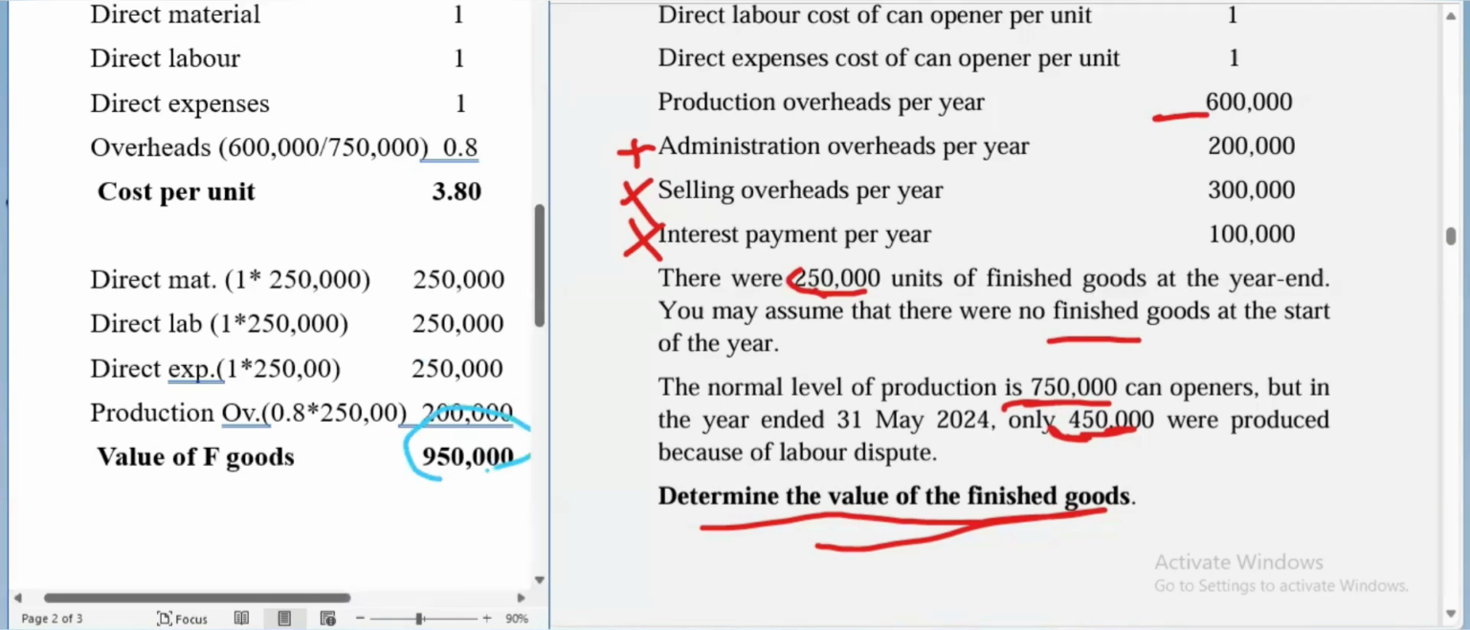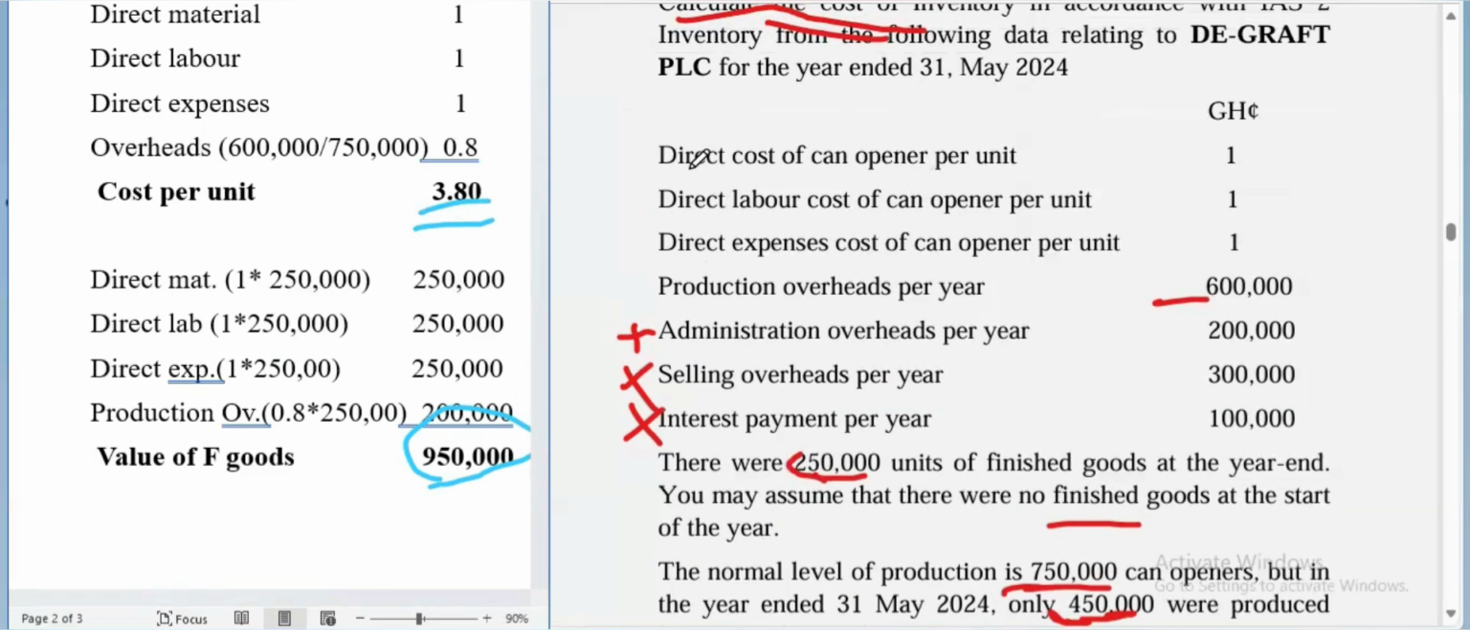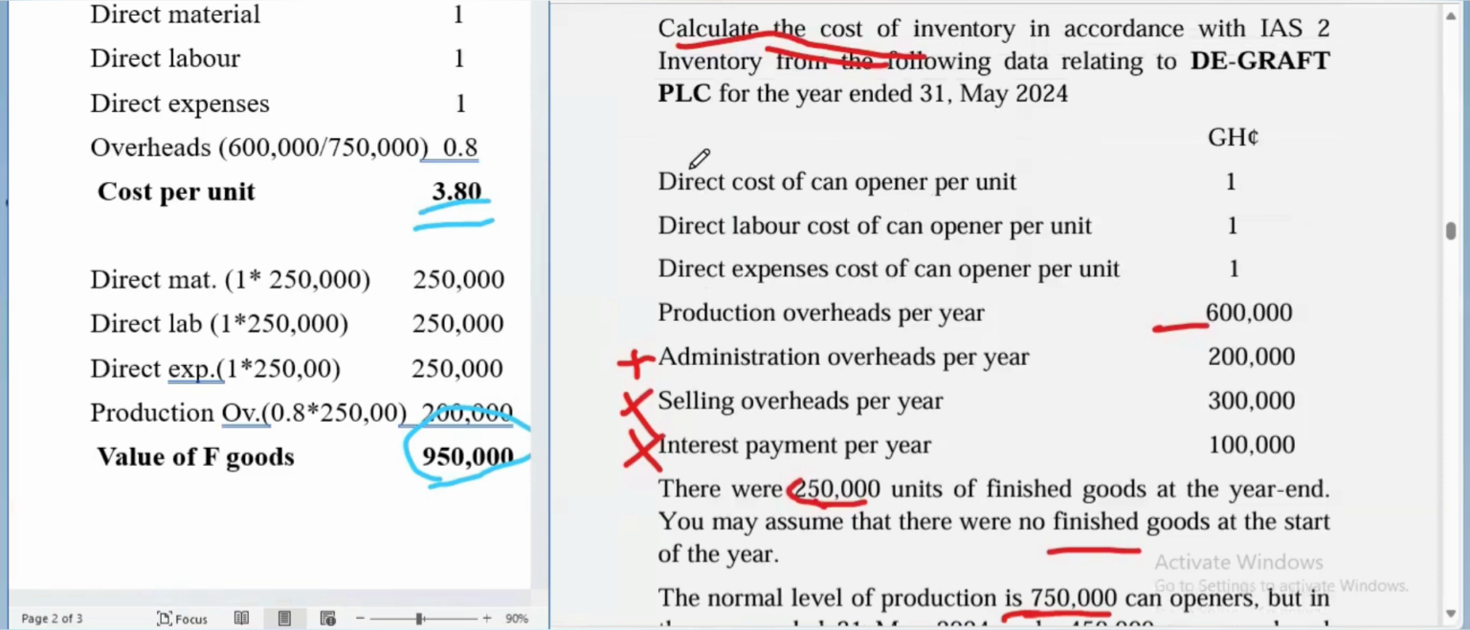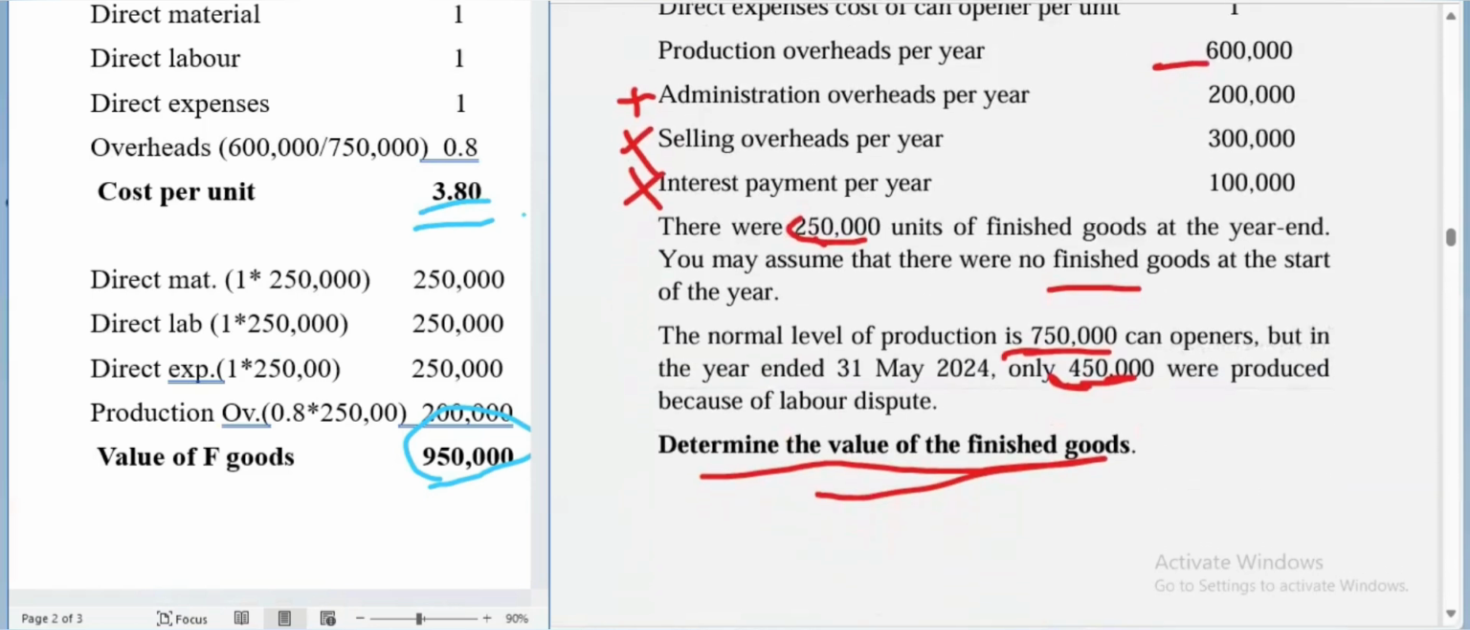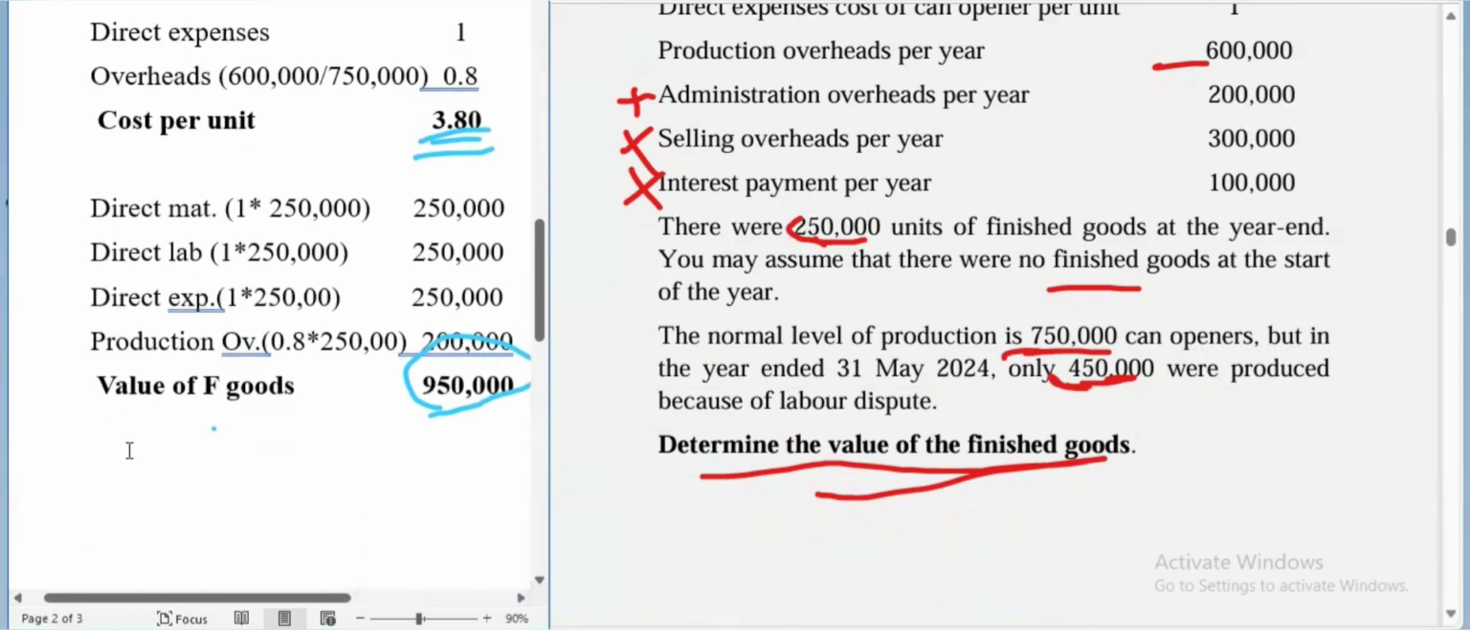Now, you can also do it this way. So we said this is a cost per unit, don't forget. The question says we should first of all determine the cost of inventory. This is the cost per unit of the inventory, and then this 950 is the value of finished goods. Now, we can also solve the 950 this way.